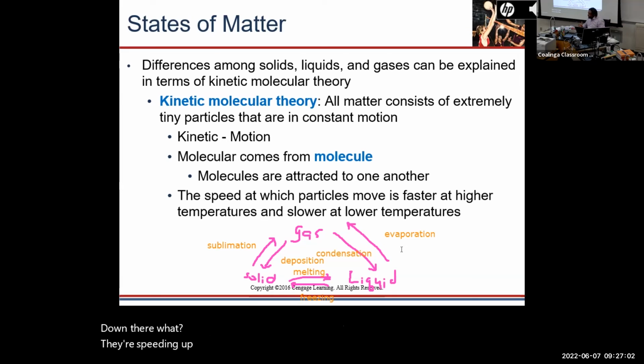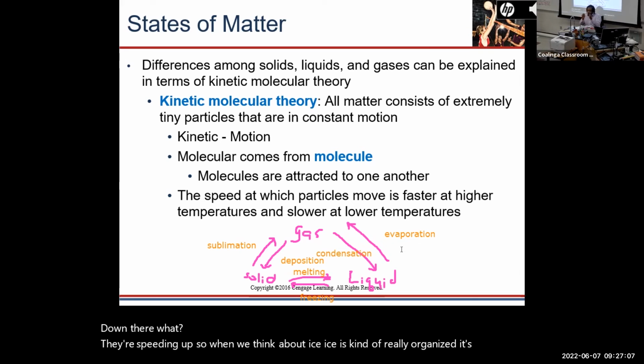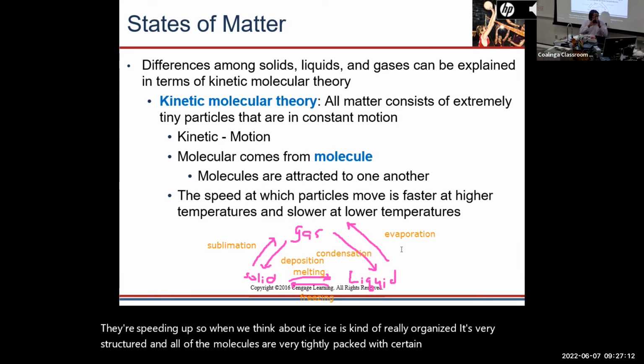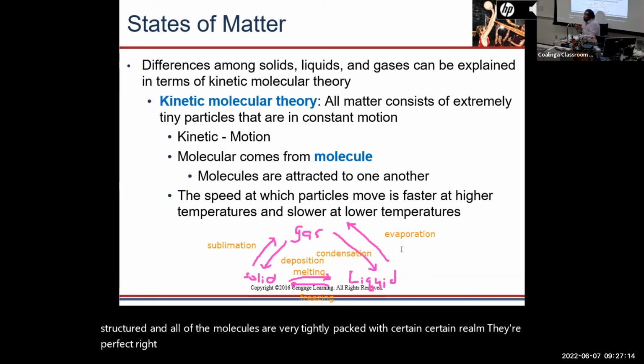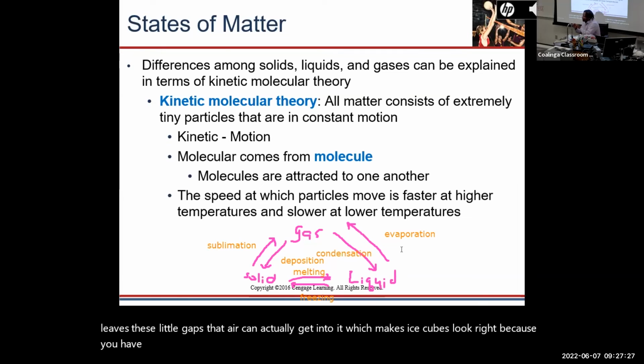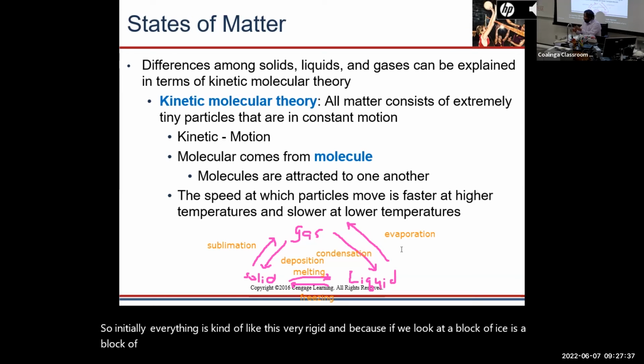So when we think about ice, ice is really organized. It's very structured, and all the molecules are very tightly packed. They're like perfect, right? Now, the thing about water that's kind of funky is that it's so organized that it leaves these little gaps that air could actually get into, which makes ice cubes float, right? Because you have those little gaps between them because they're so perfectly organized. So initially, everything is very rigid, like a block of ice.